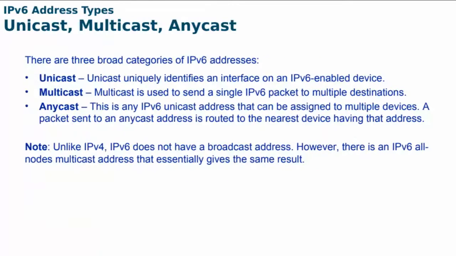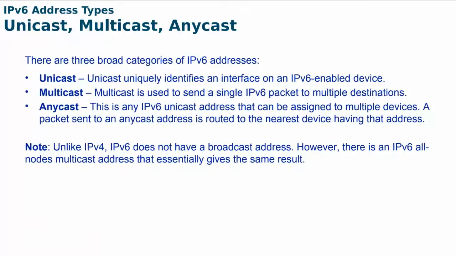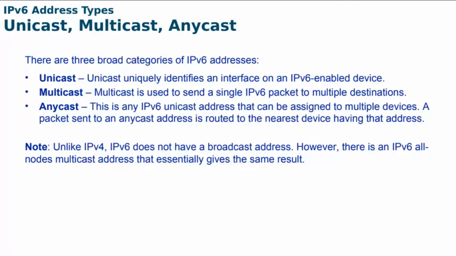Okay, Unicast, Multicast, and Anycast in IP version 6. Same as IP version 4, Unicast uniquely identifies an interface on an IP version 6 enabled device. So you are sending to one device, one interface. Multicast is used to send a single IP version 6 packet to multiple destinations.